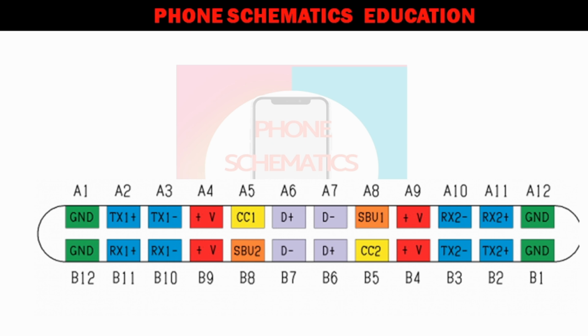Now there is a lot of difference between the USB micro port and C-type. So let's start with the ground. You will see A2, right?